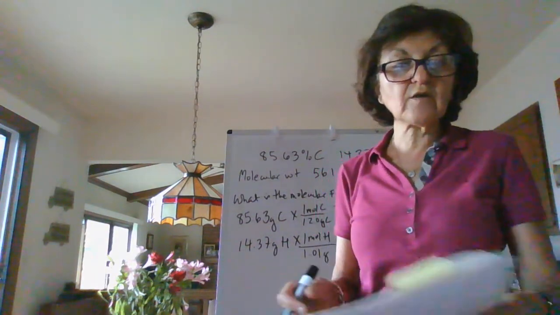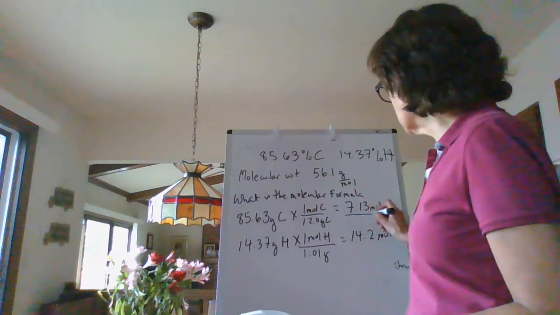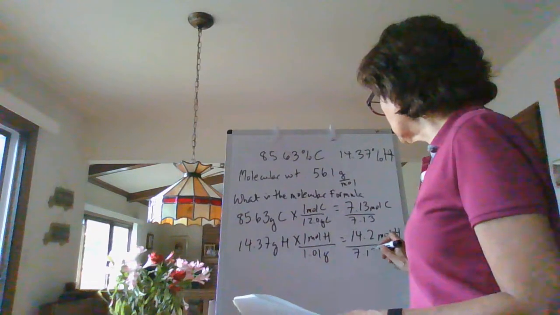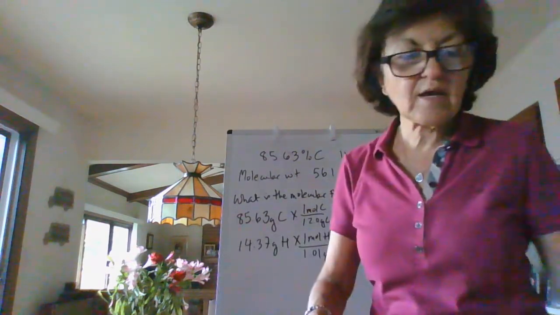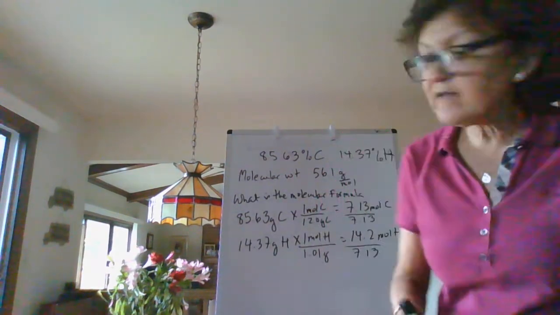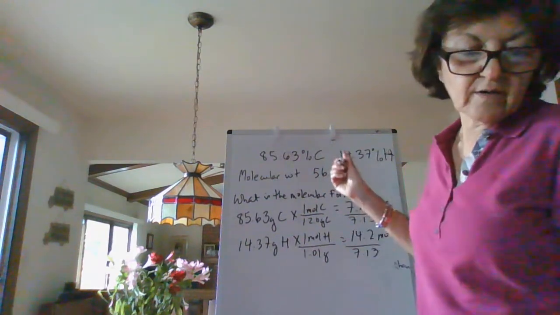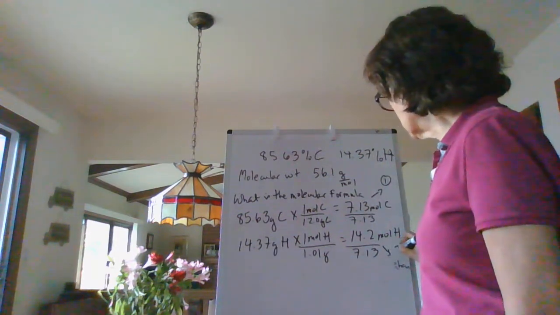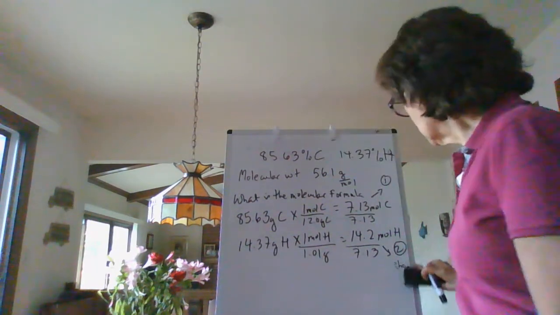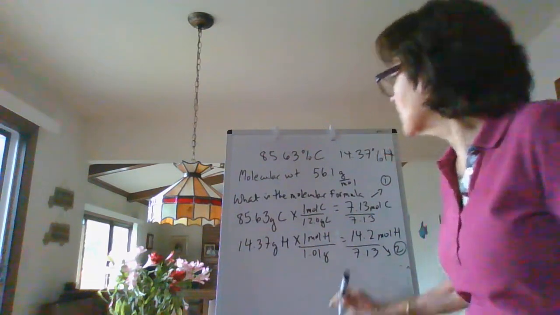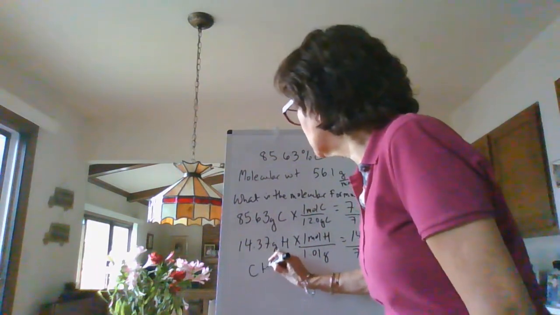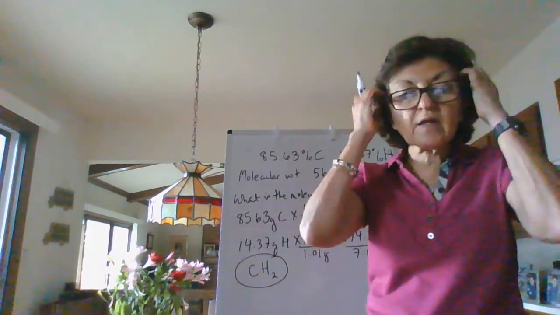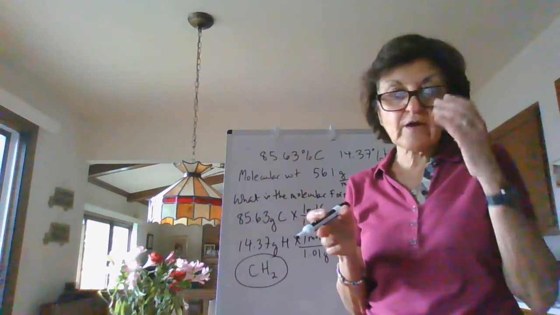All right, so what did the rule say? We divide by the lowest number of moles. So we're going to divide this by 7.13, and we're going to divide this by 7.13. So you do the math, and this will be a 1, and this will be a 2. Okay, good. So that means the empirical formula is CH2. But that's not the molecular formula. That's the empirical formula. All right, so how do I move on and figure out the molecular formula?